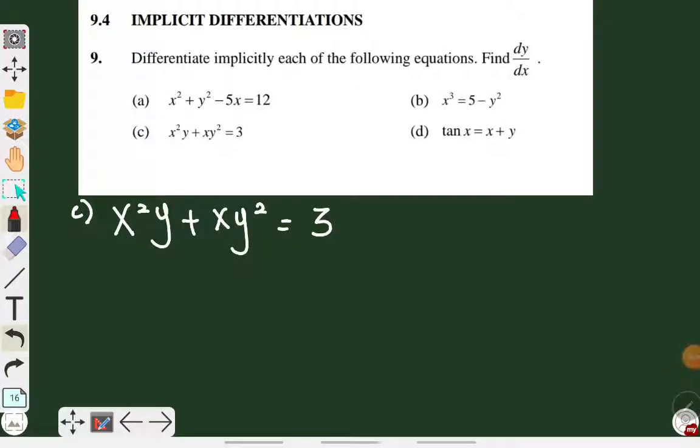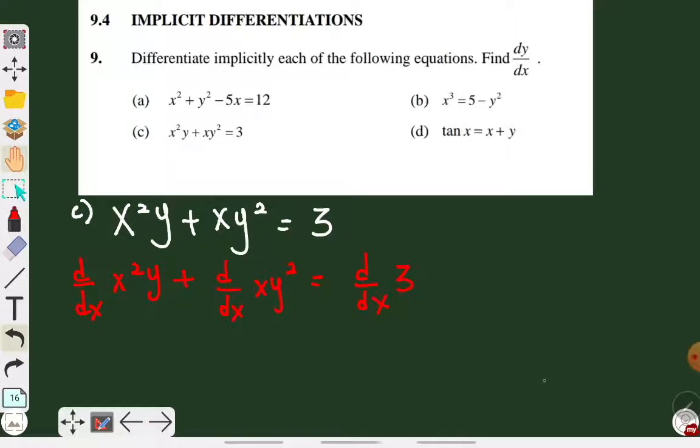Let's move on to question C. We have three terms here, 1, 2, and 3. How do we do this? I would like to slot in d over dx: d over dx for x squared y, plus d over dx for x y squared, equals d over dx of 3.